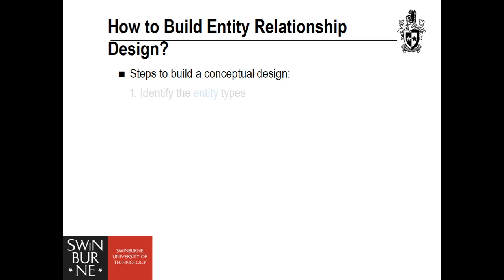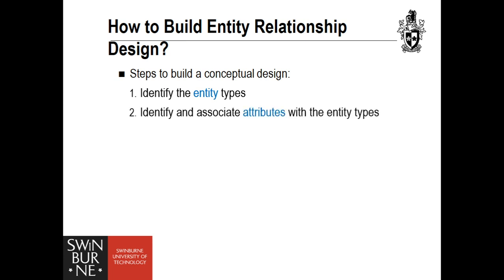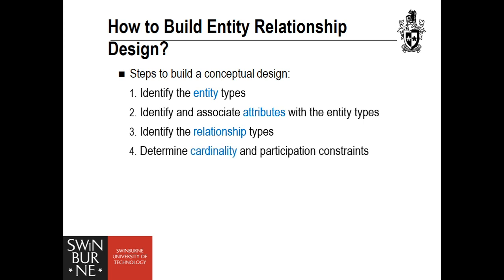Okay, there are a few steps to build an entity relationship design. First, identify the entity types. Second, identify and associate attributes with the entity types. Third, identify the relationship types. Fourth, determine cardinality and participation constraints. Fifth, determine primary and foreign keys. Sixth, validate the model.